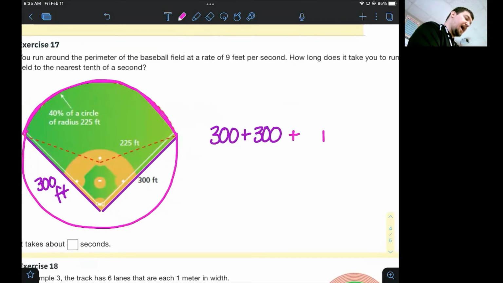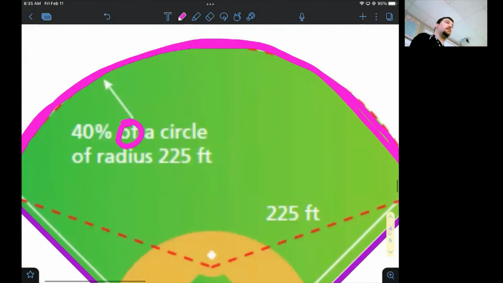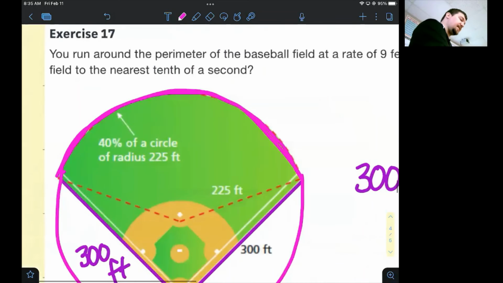And of course, we're going to do pi times 450. But again, pi times 450 is going to give me the entire circle. And I don't want that. I only want 40% of that. So Maddox, what is 40% as a decimal? 40%. 0.4, exactly. And what does the word of mean? Times.